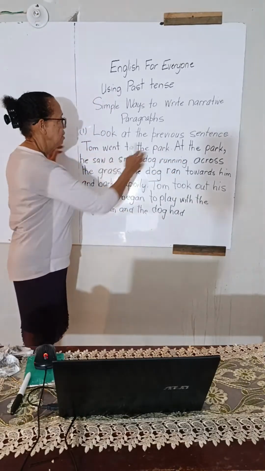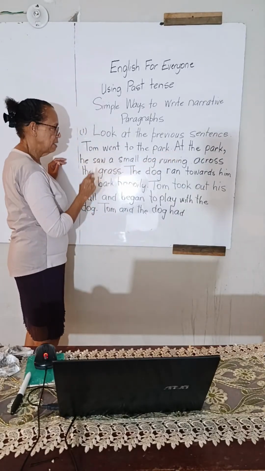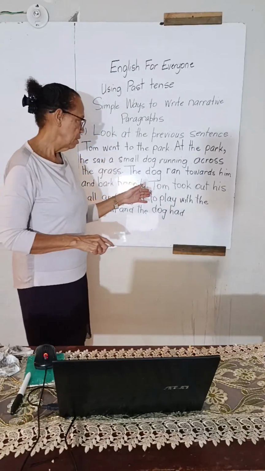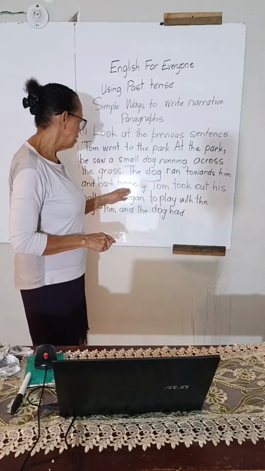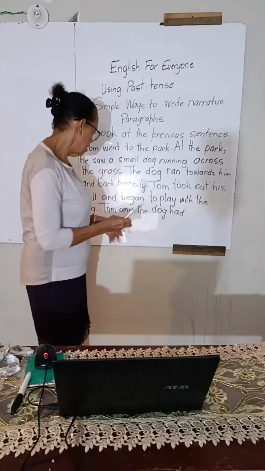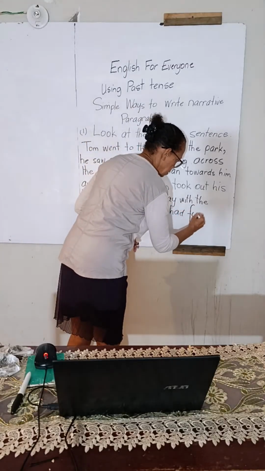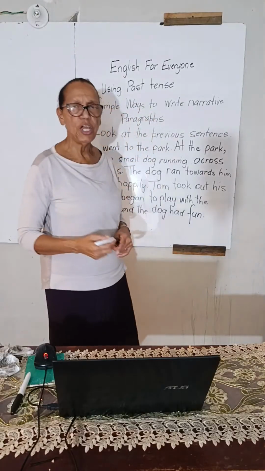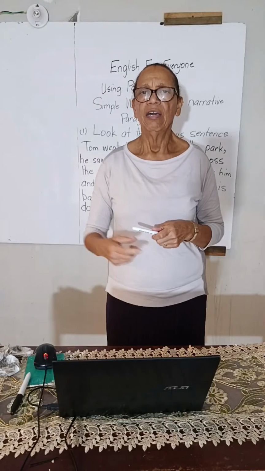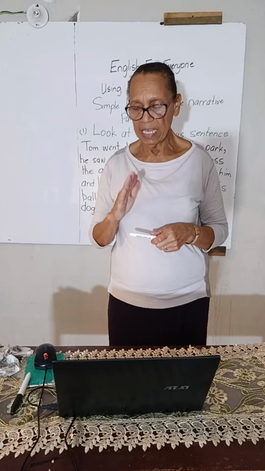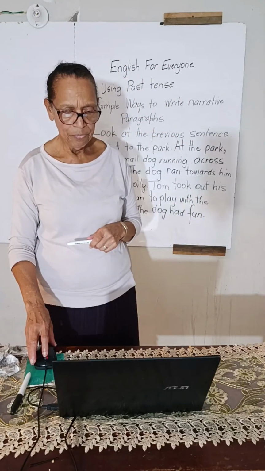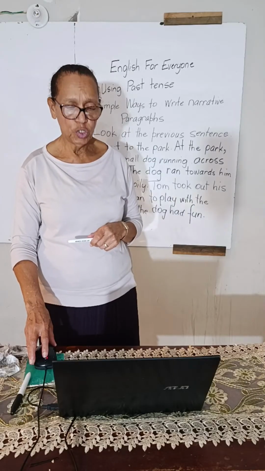So I pick out at the park. Then the next sentence: the dog ran towards him and barked happily. Tom took out his ball and began to play with the dog. Tom and the dog had fun. So you're building your past tense narrative paragraph using the previous sentence. That is one technique. All right, don't worry yourself. I'll continue to do another one.